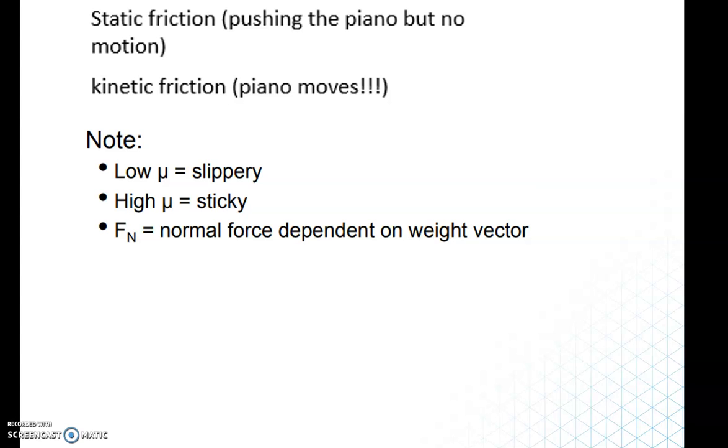So in general, for example, you push a piano and the piano is not moving. The opposing force acting on the piano is static friction. Now if you apply a force on the piano and the piano starts moving, the opposing force acting on the piano is the kinetic friction. Now we have specified the term coefficient of friction in both kinetic and static friction.